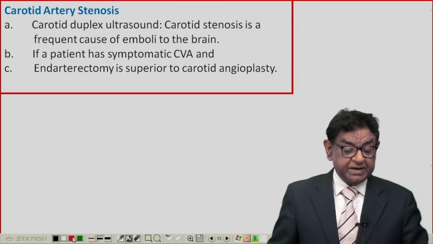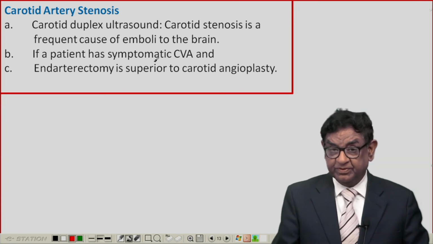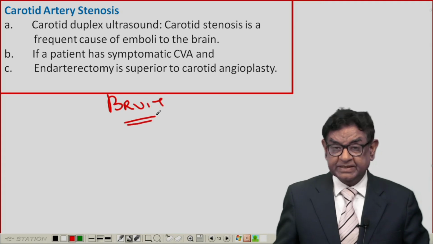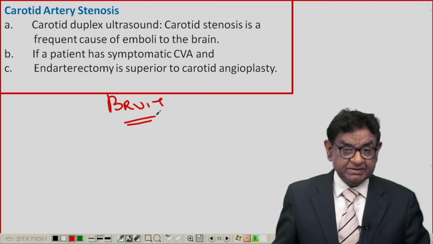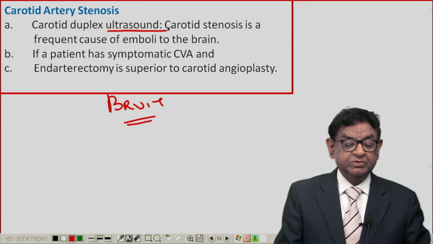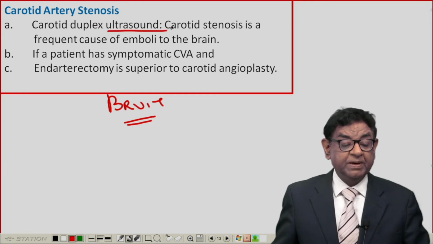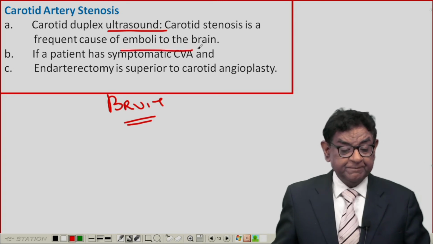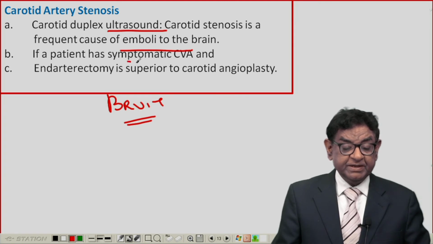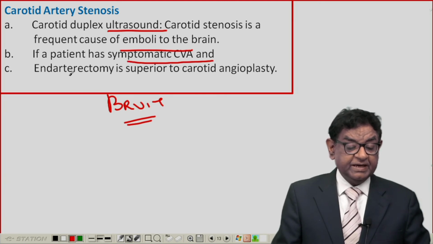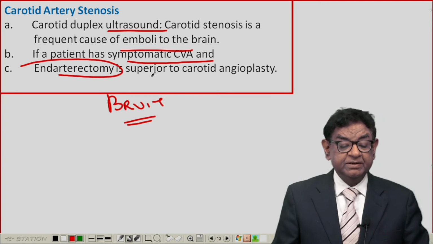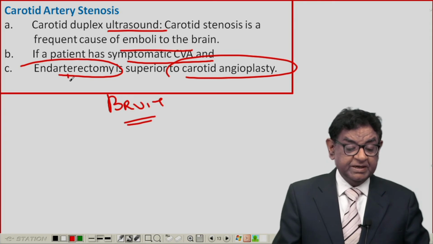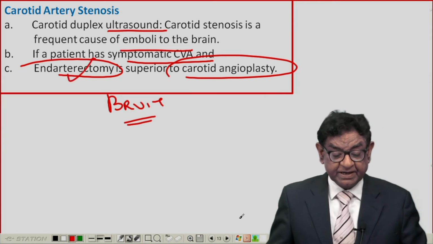Now, carotid artery stenosis. We can hear a bruit over the carotid artery. That is a very sure sign that some ischemia is there. Then we use colored Doppler ultrasound. So it is a cause of emboli to the brain. And if a patient has symptomatic CVA, then endarterectomy can be done or carotid artery angioplasty is done. But endarterectomy is better than carotid angioplasty.